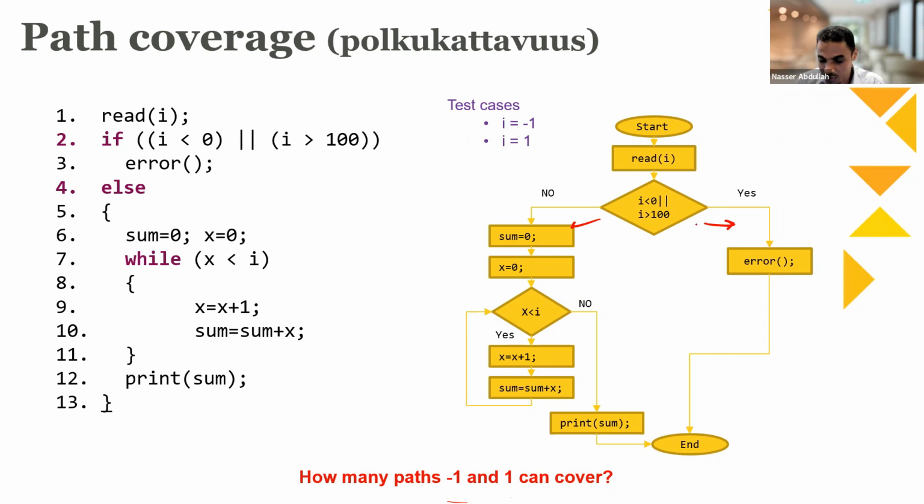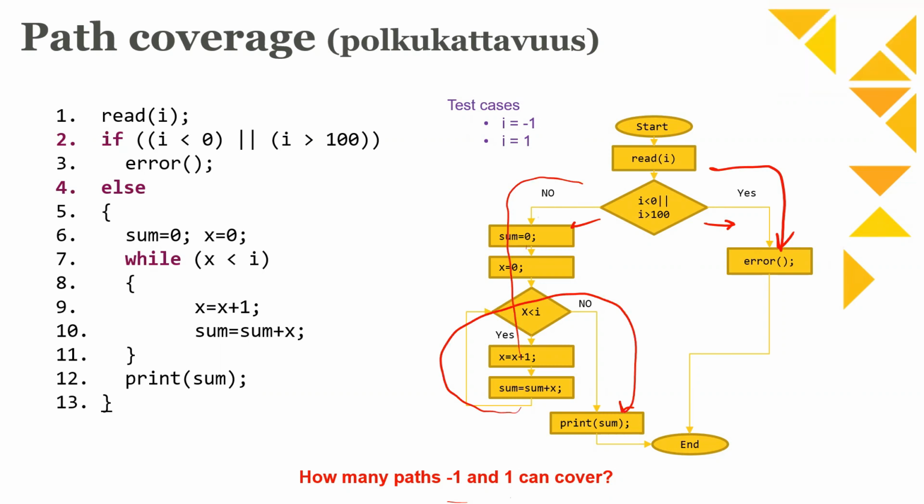But if we talk about the first one, it goes from 1 to the end. The second one comes here, goes like this, like this, like this. So does it cover everything? No. Where's the third one? The third one goes from start, read, and after here, where do we go? We go to the right. We go to no, and then it's direct to print.